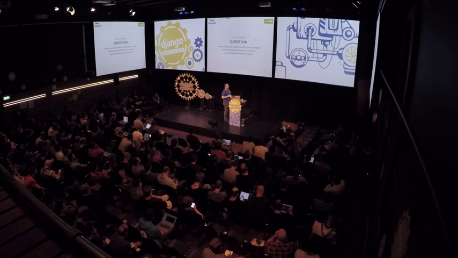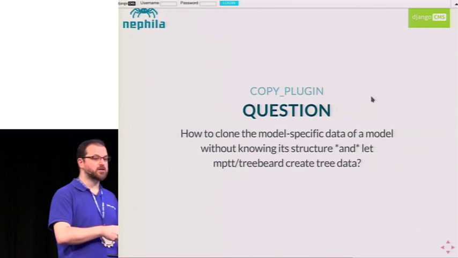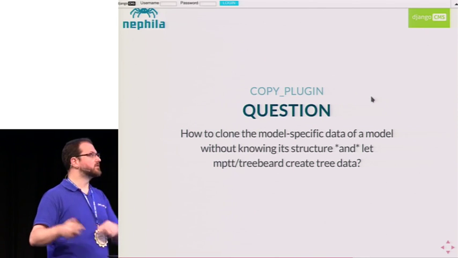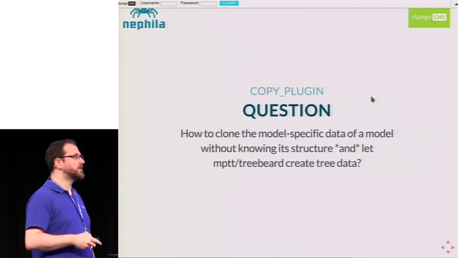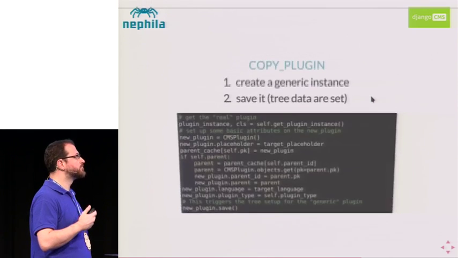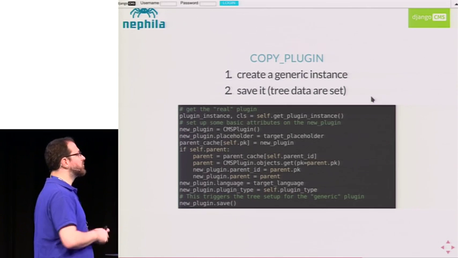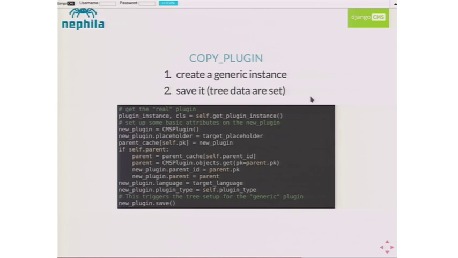So the question is how to clone the model-specific data of a model without knowing its structure and let the MPTT Treebeard create the tree data. Well, we use the ORM. It's actually pretty simple when you start thinking about it.